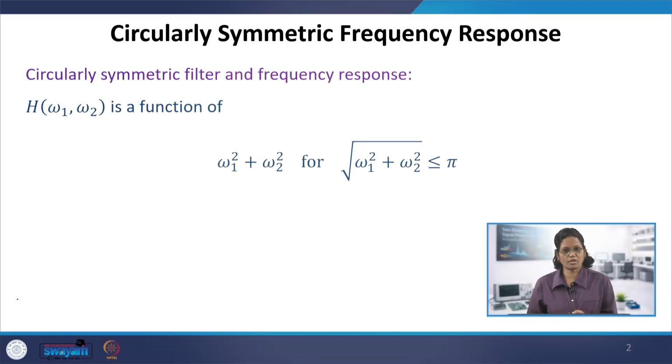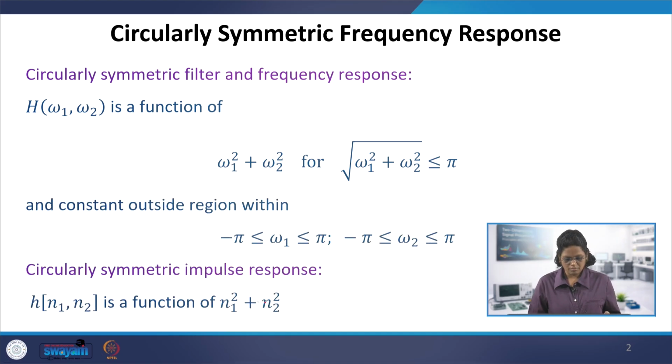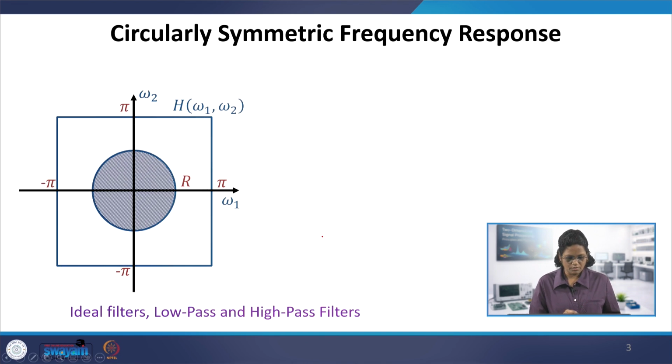As we now know the filter specifications, what are the design procedures used for FIR filters, especially for the circularly symmetric frequency response we had learned, which is a function of omega 1 square plus omega 2 square? Also, its impulse response depends on n1 square plus n2 square. So H of omega 1, omega 2 is defined between minus pi and plus pi, and h of n1, n2 is a function of n1 square plus n2 square.